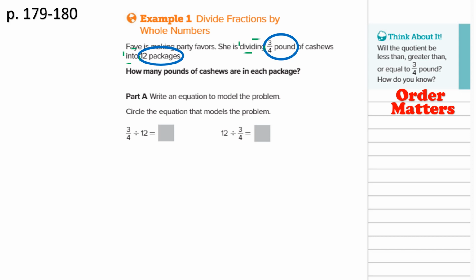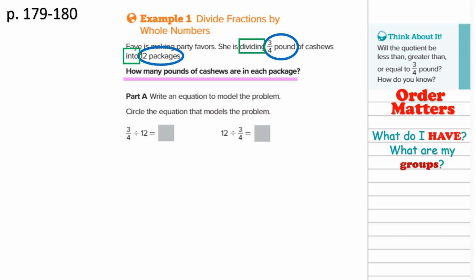Let's see, what kind of math is mentioned? We go back to the problem. It says she's dividing and into, so I know that tells me I need to be doing division in my math problem. Then when I look for my question, it's asking how many pounds of cashews are in each group. When it comes to division, what I'm looking for, especially using my labels, is if I have a certain amount of something, what do I have? We talked about in lesson 3.1, have, has, had, what am I in possession of? And then what are the groupings that I'm putting it into?